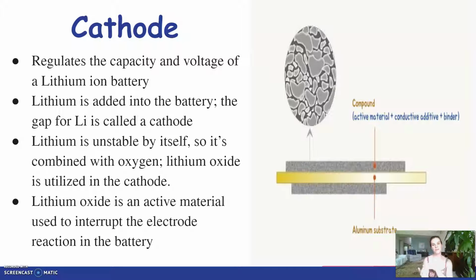Lithium is added into the battery and is put inside of the space, and this space for the lithium ion is called the cathode. The lithium is unstable by itself, so usually it's combined with oxygen in order to create lithium oxide, which is used as the cathode itself. It is also used as an active material to interrupt the electrode reaction inside of the battery.